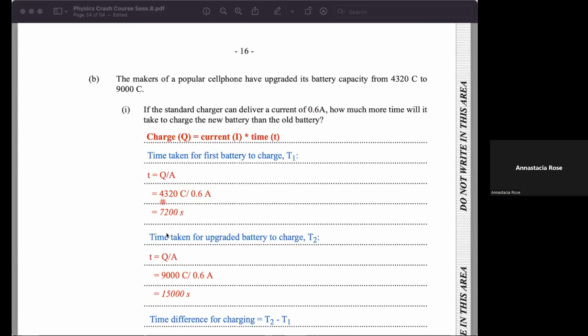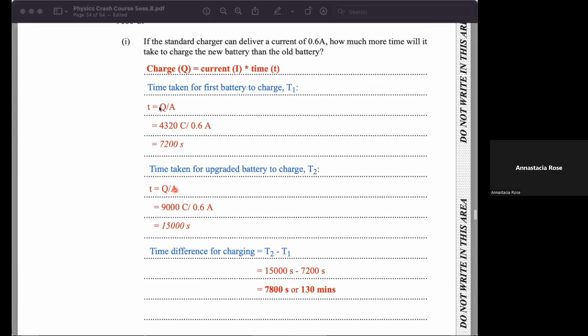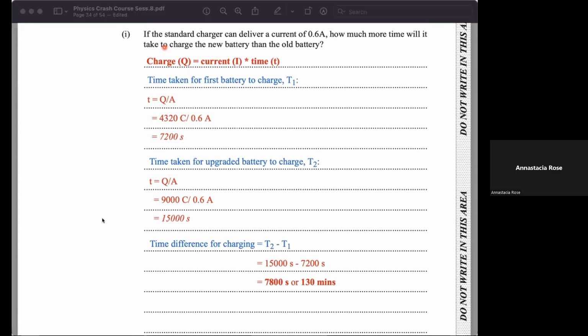So to get the difference in charging time, we subtract the two times that we would have calculated. So 15,000 minus 7,200 is equal to 7,800 seconds, or 130 minutes. All right.